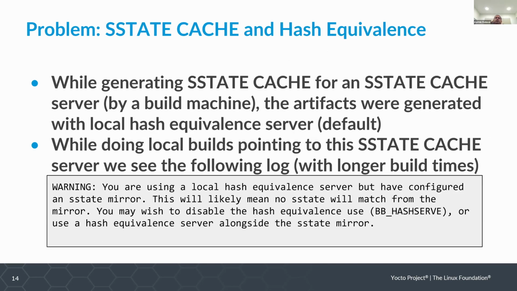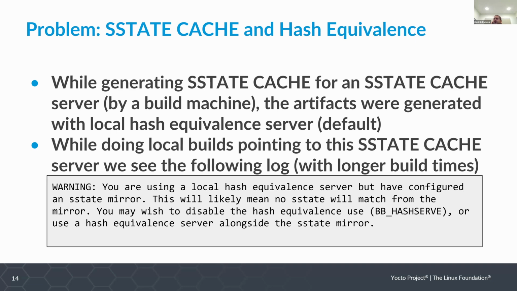Okay, yeah. This might be a bit more debatable topic, but this is a real issue we face. So we do use state cache servers for doing speedier builds. However, at least in our project, we still don't have a remotely hosted hash equivalence server. So we keep getting this warning, right? Local hash equivalents have been configured in state mirrors.